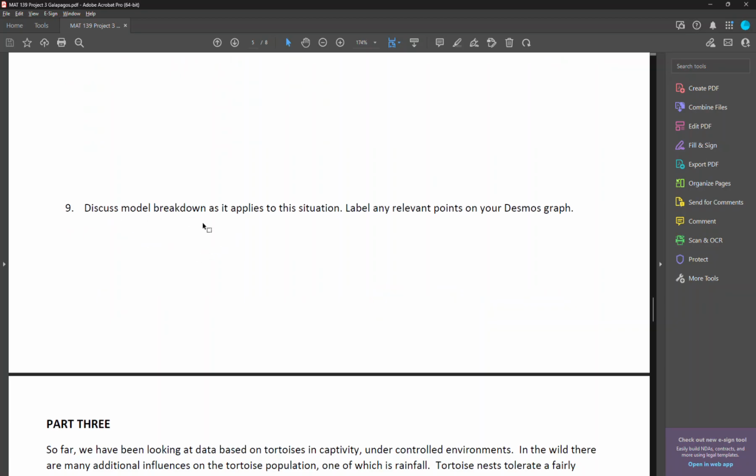Finally, discussing model breakdown as it applies to this situation, and we're going to be thinking specifically here about the part 2 graphs, as the part 1 model breakdown was discussed earlier in part 1. Okay. That's going to be all right now. We'll come back and talk later about part 3.